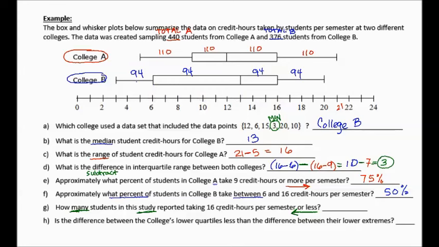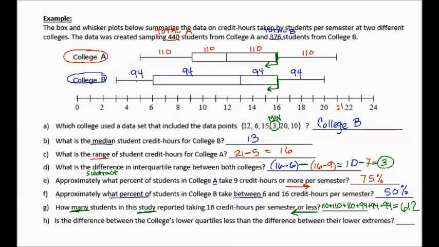How many students reported taking 16 credit hours per semester or less? Well, you find the mark for 16 in each one of these box and whisker plots. So here's for College A, that or less. And for College B would be 16 again or less. And you're going to have to add up all of these 94s plus all of these 110s, and that would be your total students taking 16 or less. Adding all those numbers, your answer would be 612 students.